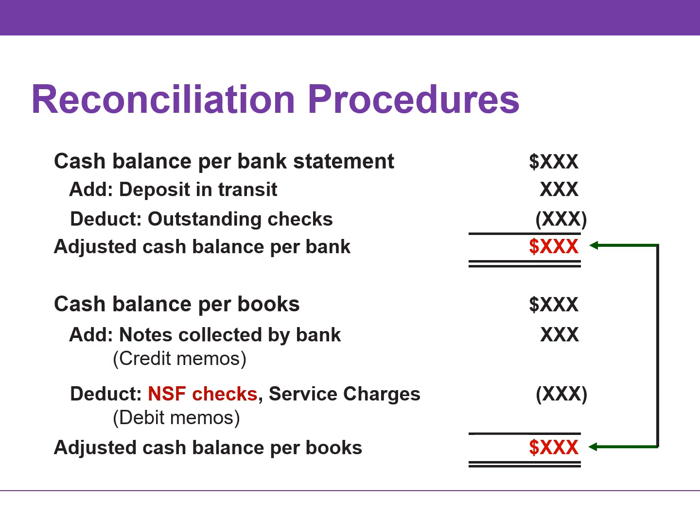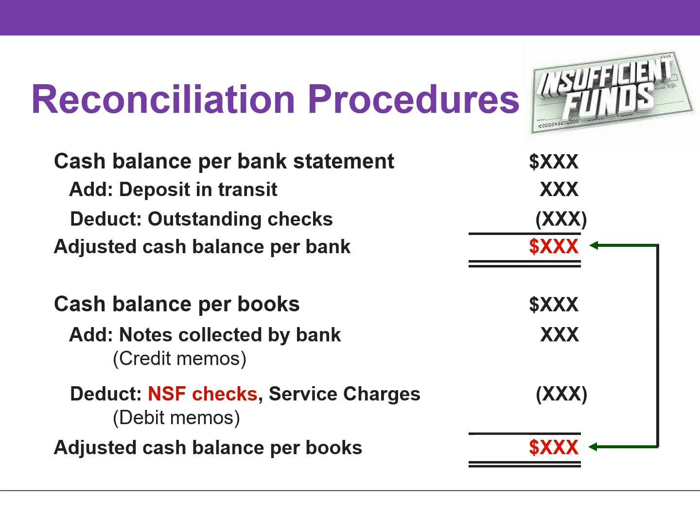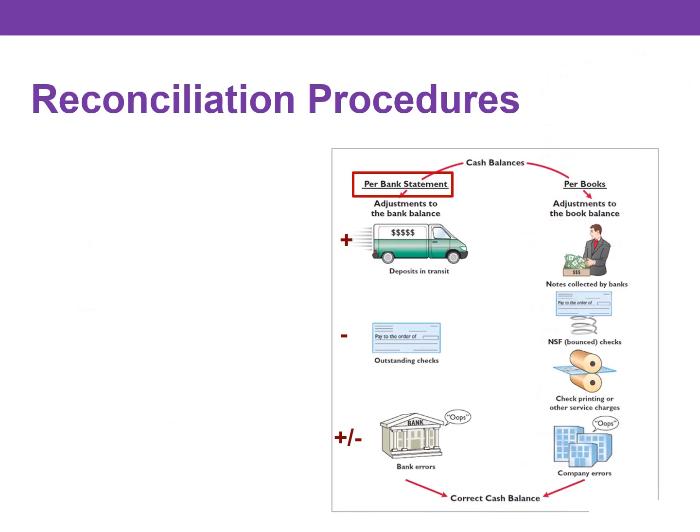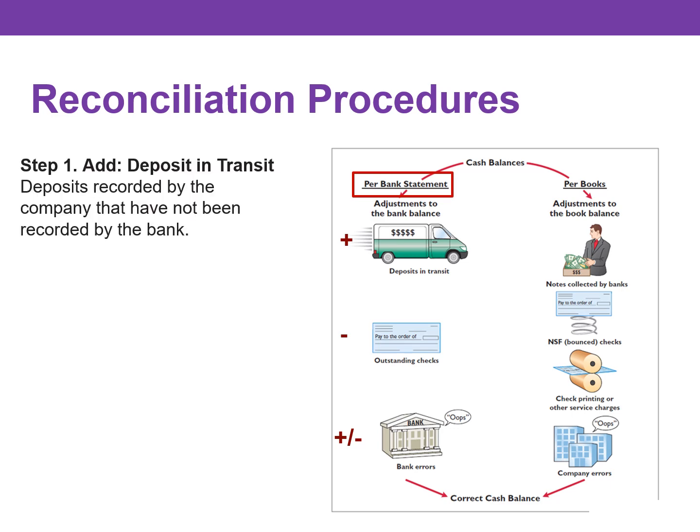A check that is not paid by a bank because of insufficient funds in a bank account is called an NSF check. When a previously deposited check bounces because of insufficient funds, the bank deducts this amount from the company's bank account. The company will need to recreate the receivable and reduce cash. The bank statement side contains items not yet recorded by the bank but recorded by the company, or errors made by the bank. Our first step is to add deposits in transit. These deposits have been recorded by the company, but not by the bank.